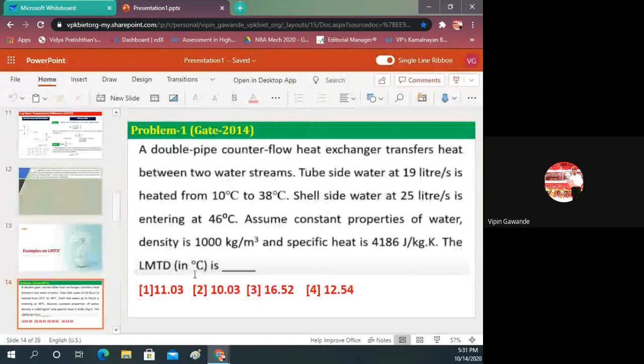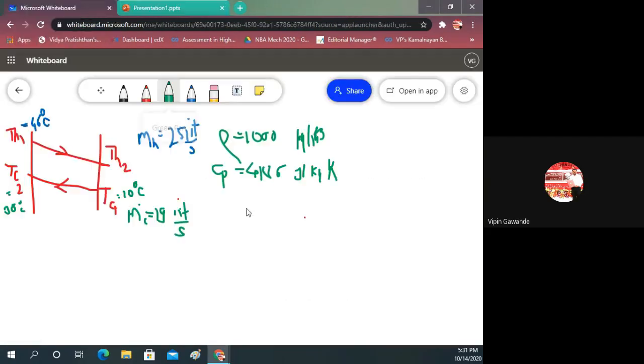The LMTD in degrees Celsius, we have to find out. So what is asked in the problem? They have asked us to calculate the LMTD, that is theta m. Now how to calculate this LMTD? We know the formula for LMTD for parallel flow and counter flow heat exchangers is the same. So what is the formula for theta m?